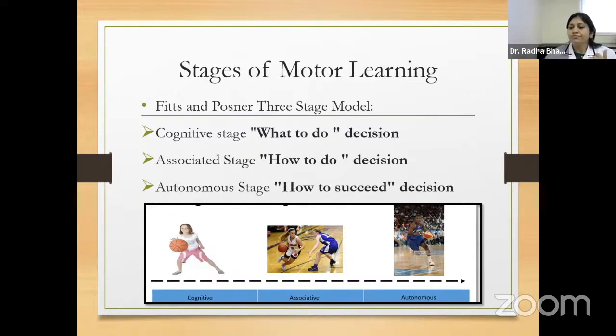So just to summarize the whole thing that we went through in today's session: the concepts of motor learning, followed by the theories of motor learning, types of motor learning, and the stages of motor learning. We have to go through the stages so that the motor learning, or the movement or the activity, is learned by our patients. So thank you everyone. Hope the session is useful to every one of you. Thank you.